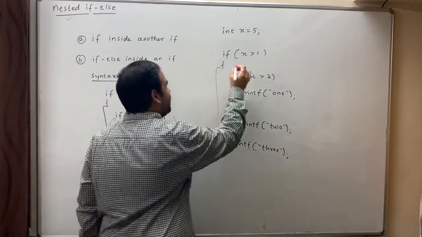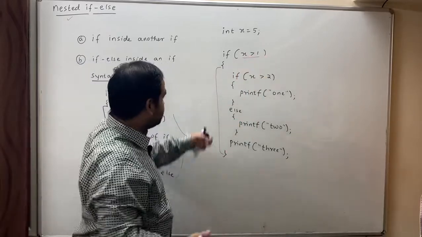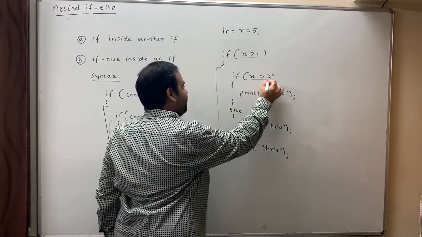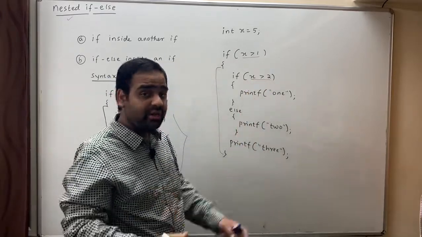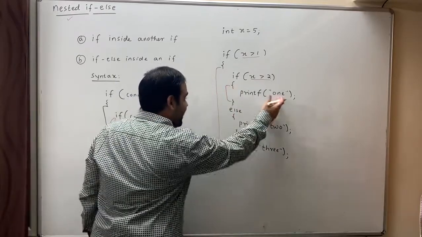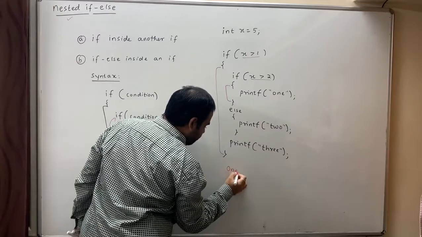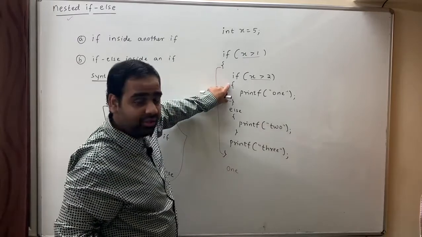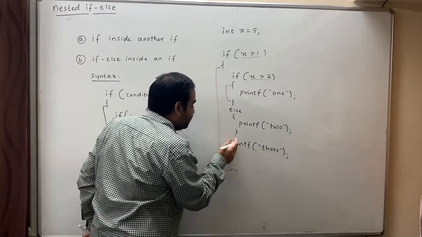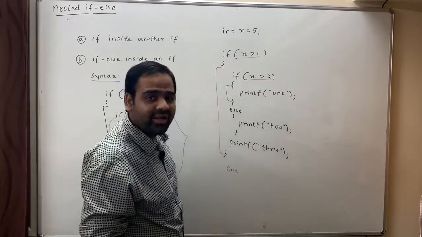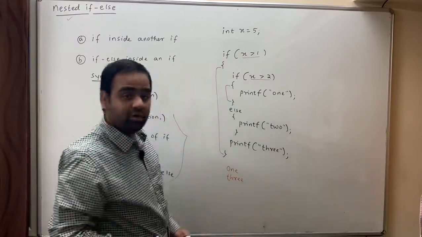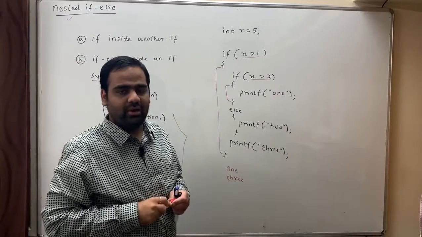Now, if I say x greater than 1 and x greater than 2. See here, 5 greater than 1 is true. Since it is true, this part of the code should get evaluated. Now, again it will check 5 greater than 2. Yes, 5 is greater than 2. Therefore, this is the body of if which should get executed and it will print 1 on the output screen. Since if has been executed, else should not be executed, but this printf 3 is associated to the outer if, hence the output for this question is 1 and 3.